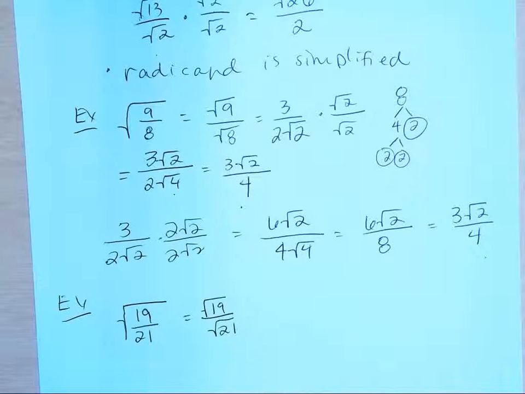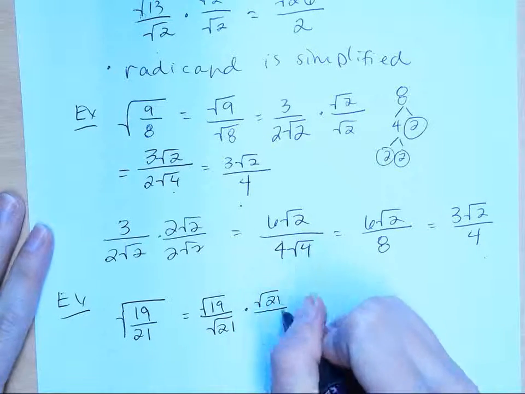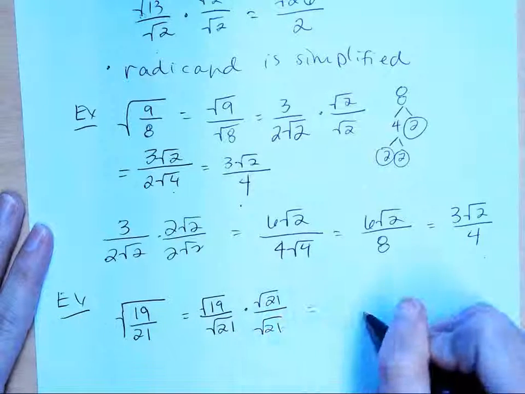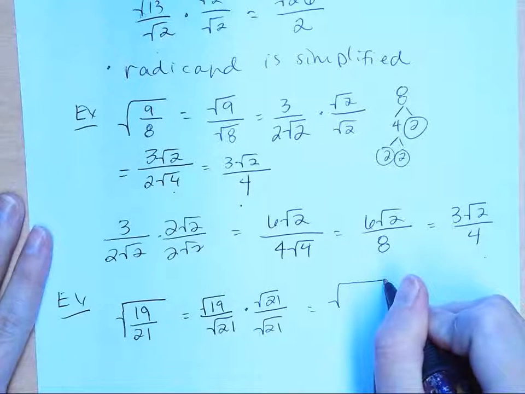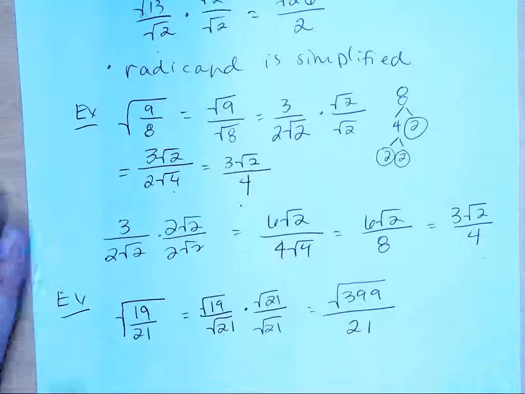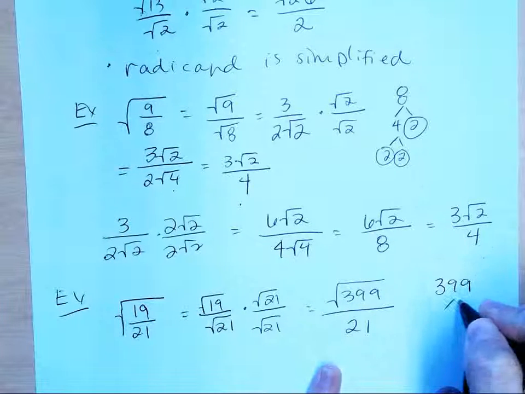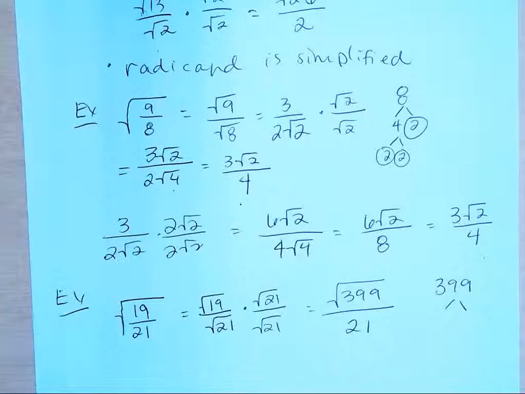Okay, so we split them up. Square root 19 over square root 21. Multiply by what? Square root 21 over square root 21, which gives us the square root of what? 399 over 21. I told you that it didn't simplify, but actually, if you had tried, what are 2 factors of 399?